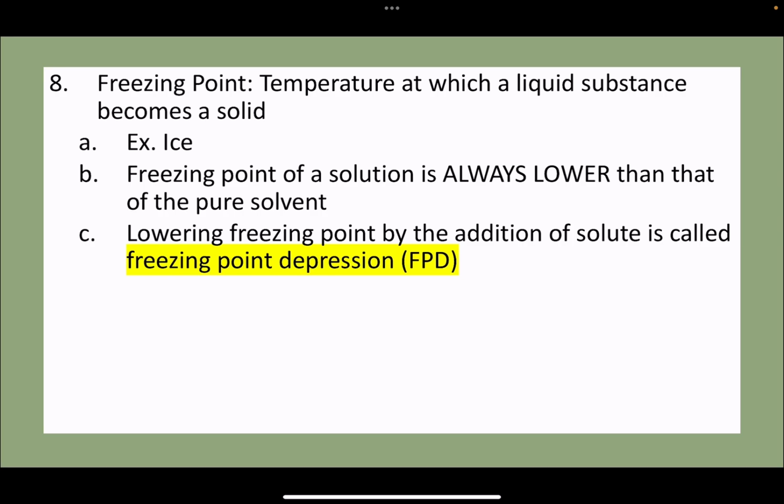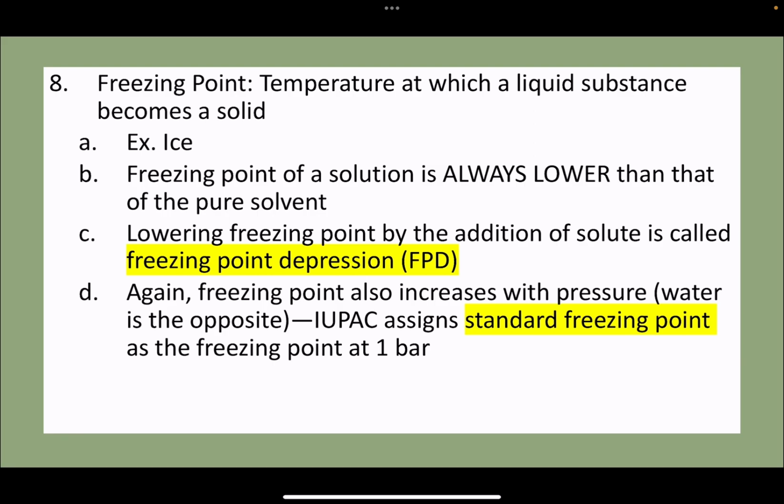Like boiling point, freezing point generally increases with pressure. Water is one of those rare exceptions. The freezing point of water actually drops with increased pressure. To help standardize matters, the IUPAC sets the standard freezing point of all substances as their freezing point at a pressure of 1 bar.